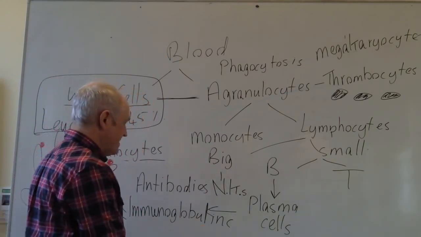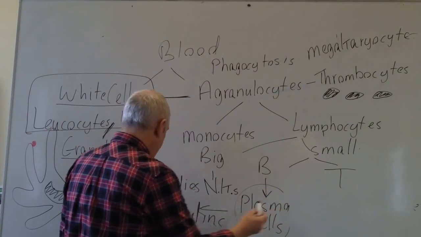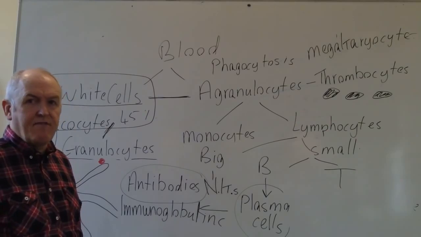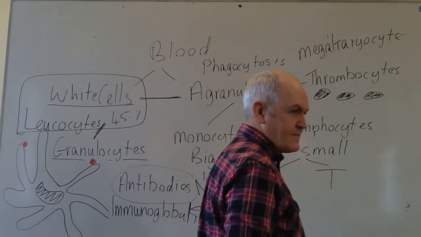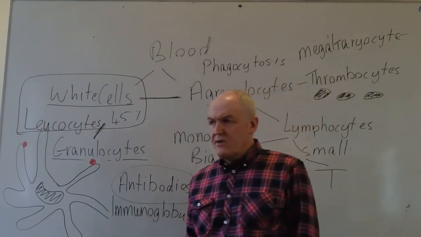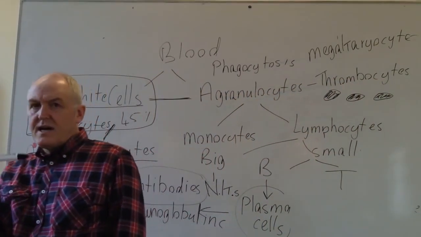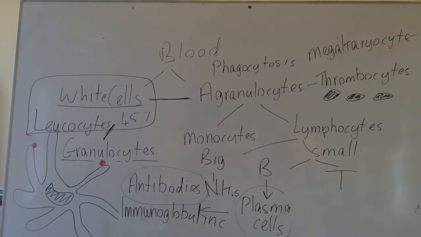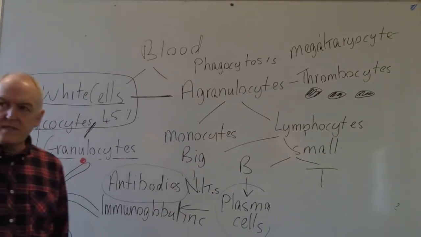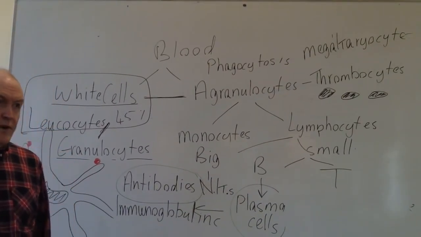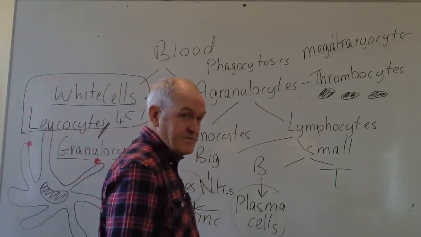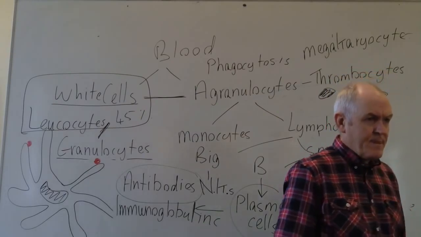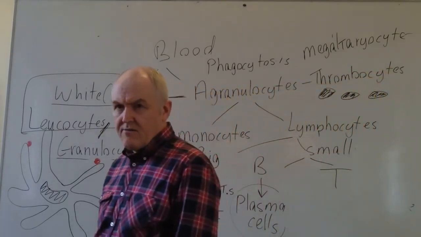And particularly, because they make antibodies, the lymphocytes are particularly good at fighting viral infections. So when you have a viral infection, it's the number of lymphocytes that tends to rise. In bacterial infection, it's the neutrophils that tend to rise. And in chronic bacterial infections, it's the monocytes that tend to rise. But in viral infection, it's the lymphocytes that tend to rise in number. Because the lymphocytes are good at fighting viral infections.